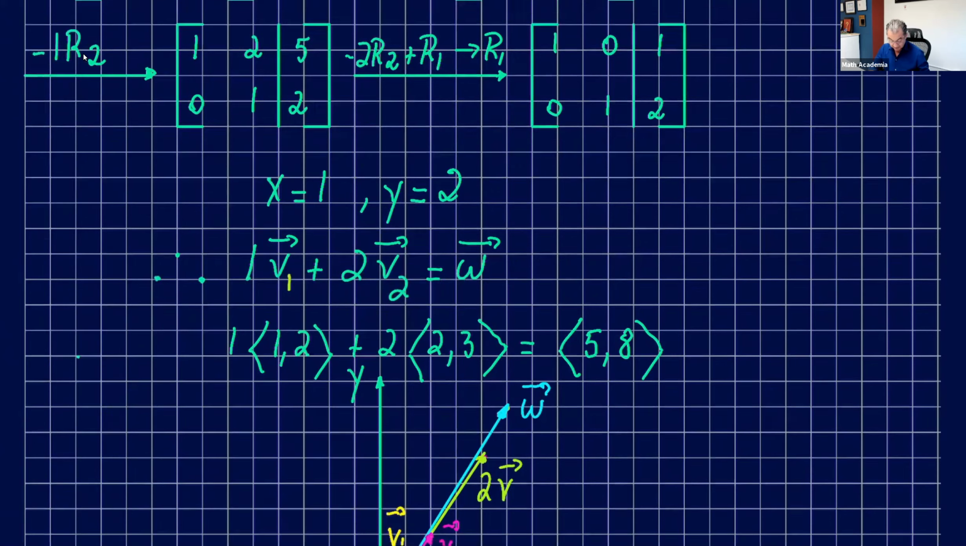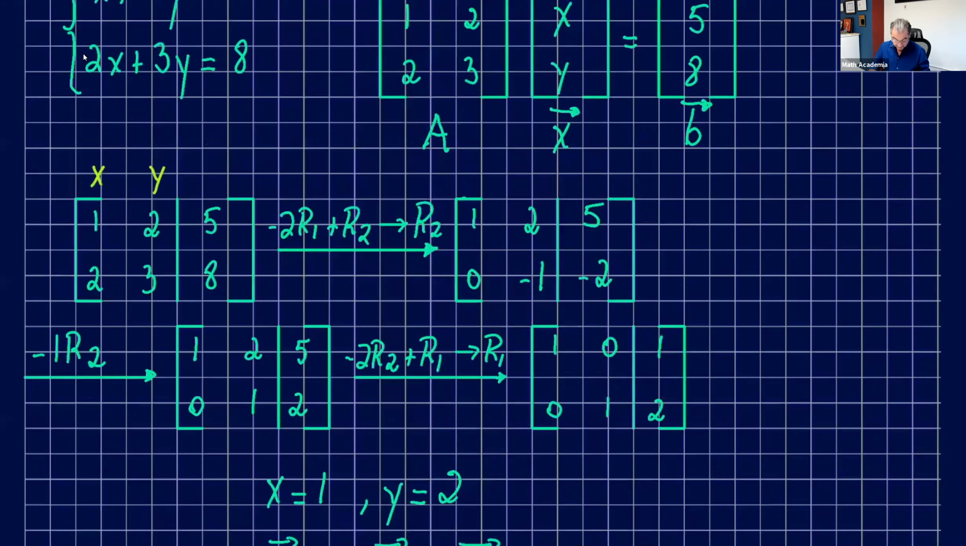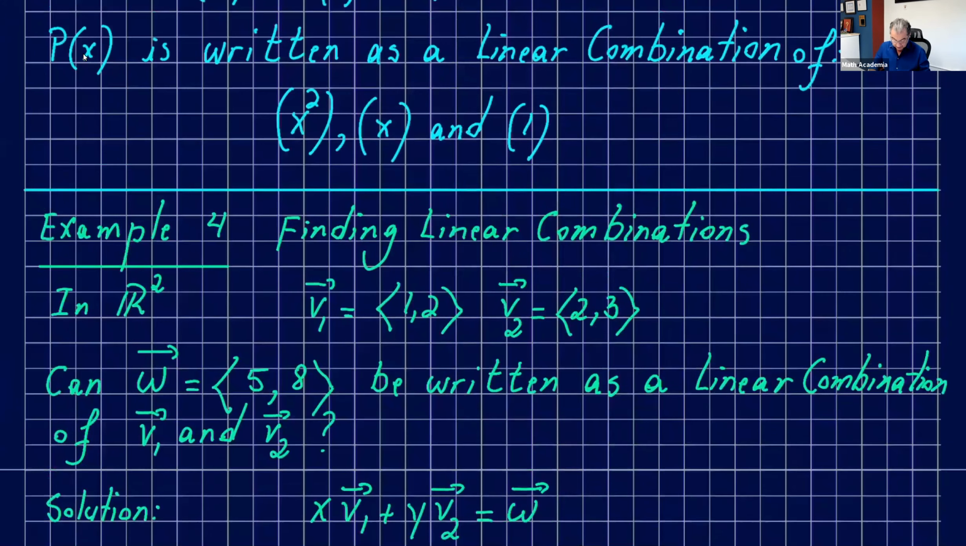Let's see what happens graphically. So this is the vector v1. They're pretty close. That's the vector v2. 1 times v1 is just v1. It's right here. That's what I'm doing. And 2 times v2 is double that vector. So I wrote it here. And if we add that vector to that vector, we get 5, 8, which is w. And that's that vector. So that's graphically in R2, pretty easy to check.